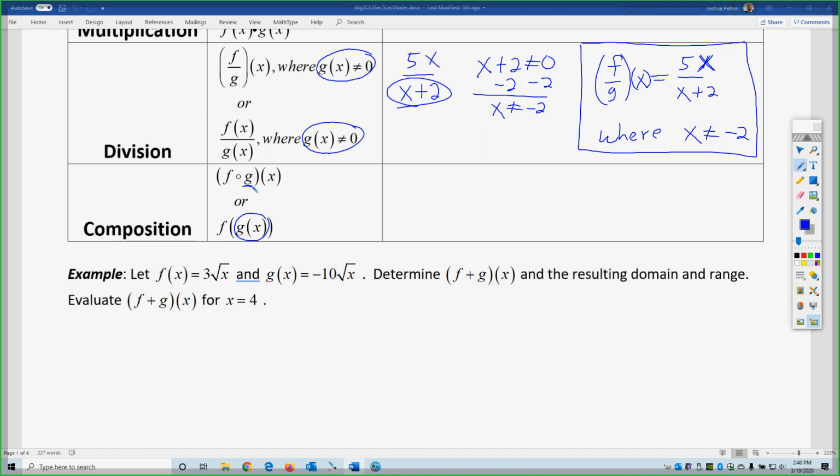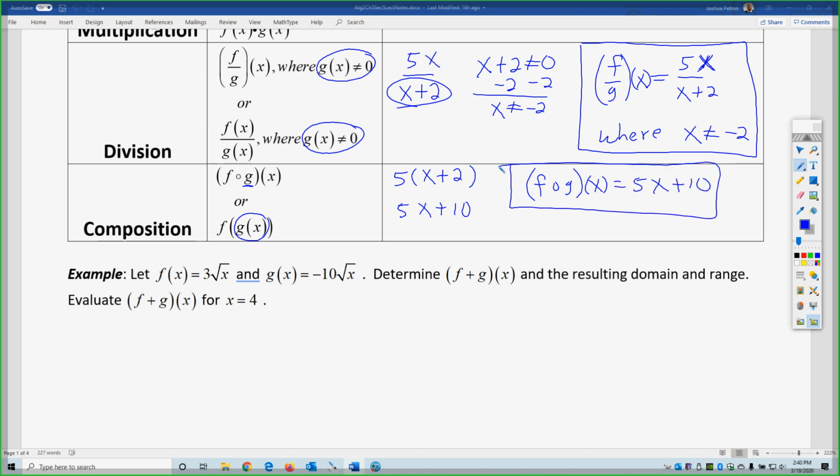So if we write f of x, that's 5x, correct? But we're replacing the x with another function. So the x inside is going to be g of x. The g of x was x plus 2. Okay, so we distribute, and we get 5x plus 10. So f of g of x equals 5x plus 10. So that's simply just putting one inside of the other. So one has to happen before the other. Okay? Alright, let's try a couple examples here.